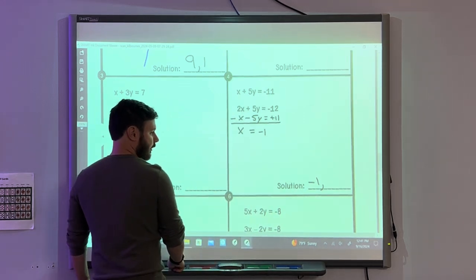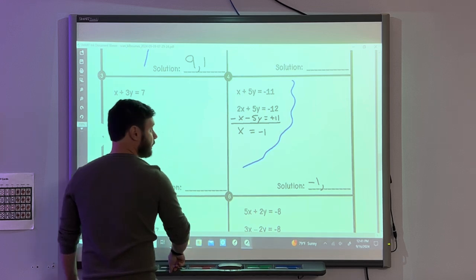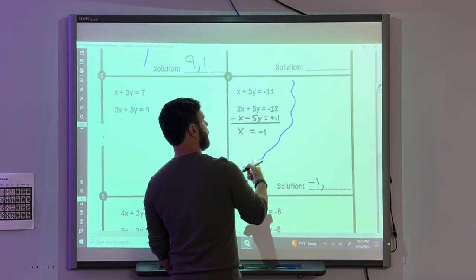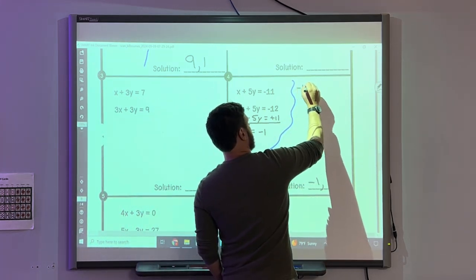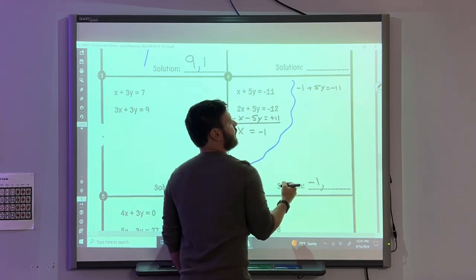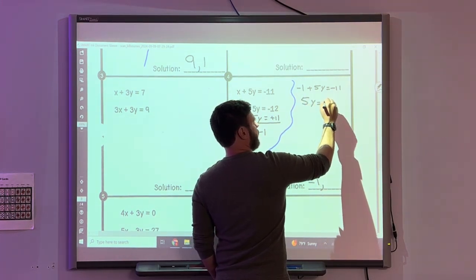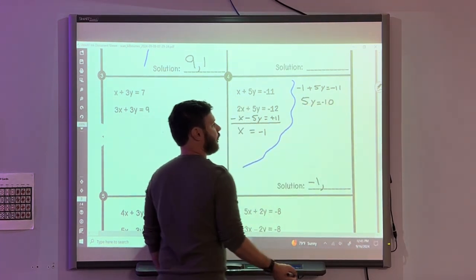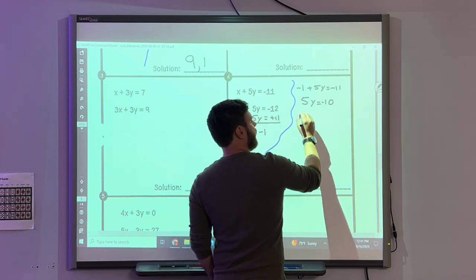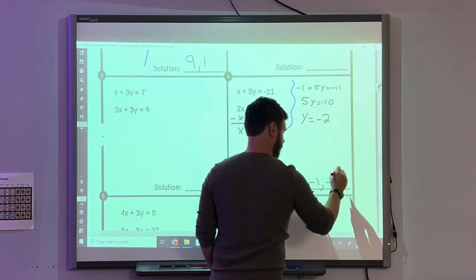All right, let's go back and plug that in. If x is -1 plus 5y equals -11. Okay, let's get the y alone. Add 1 to both sides. 5y is -10. Divide that by 5, y equals -2. And there's my answer.